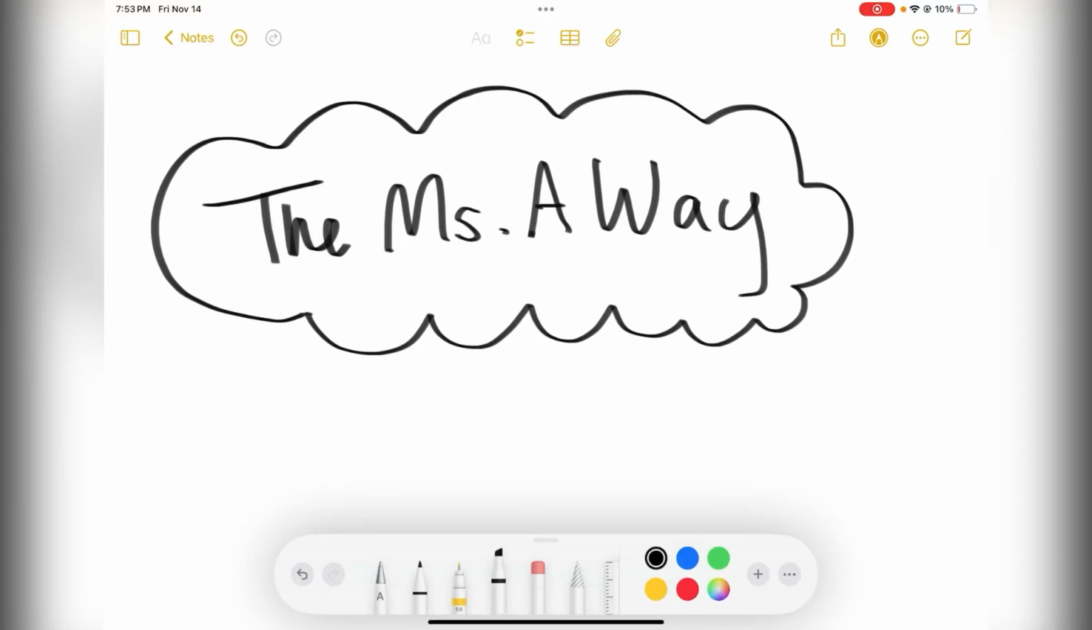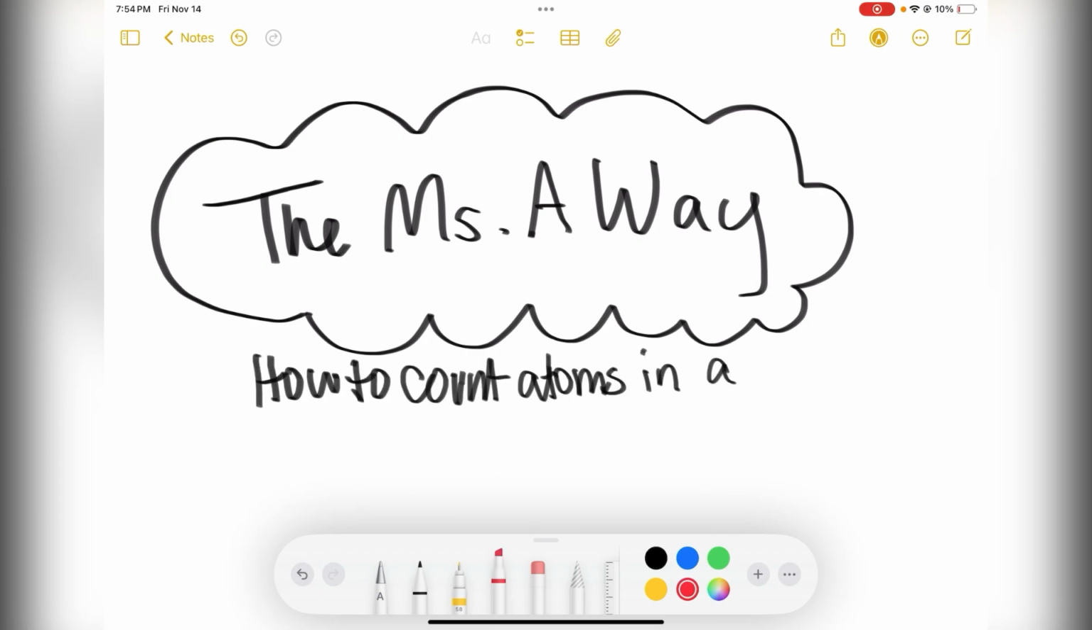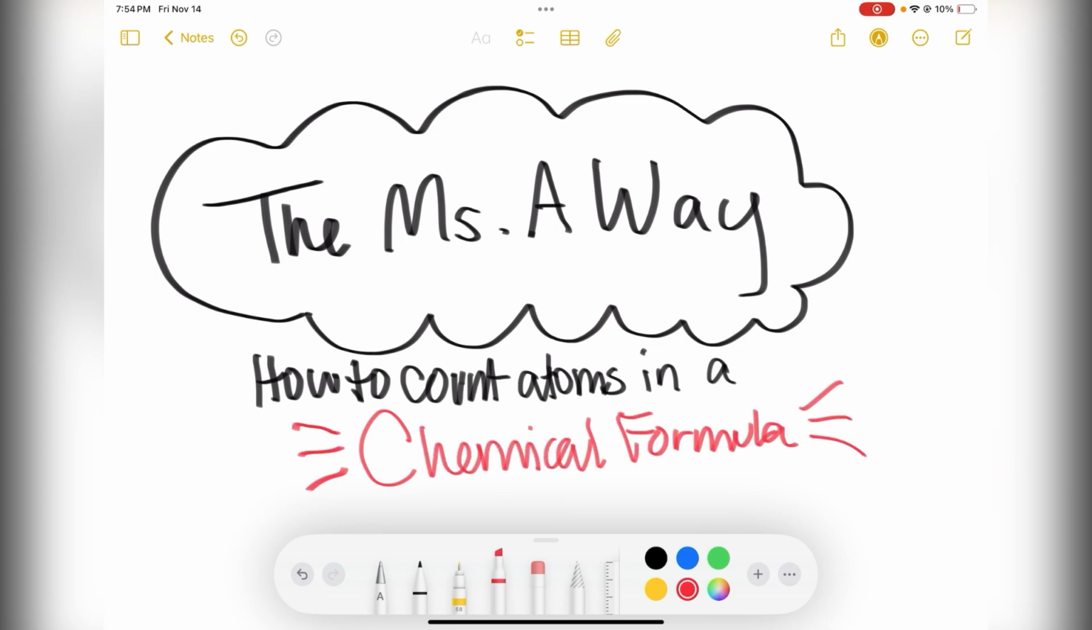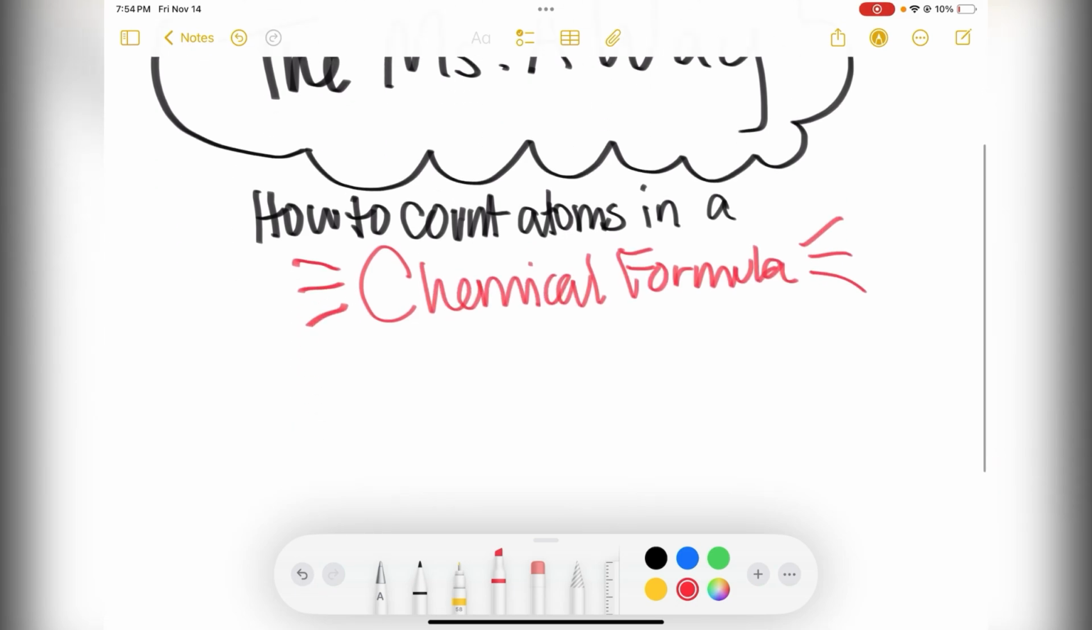I hope you all are ready to learn some fun chemistry with me today. Now, I know counting atoms in chemical formulas might not seem like the most fun thing we do in class, but believe me, it can move on to bigger and greater things afterward. But let's just get this out of the way because this is important for us to know. So today, I'm going to be going over how to count atoms in a chemical formula. Alrighty, so let's go ahead and get started, shall we?